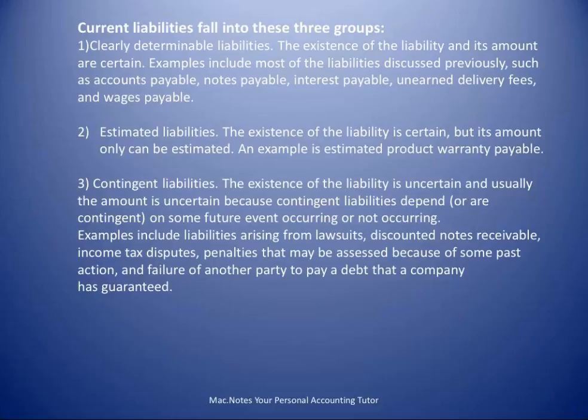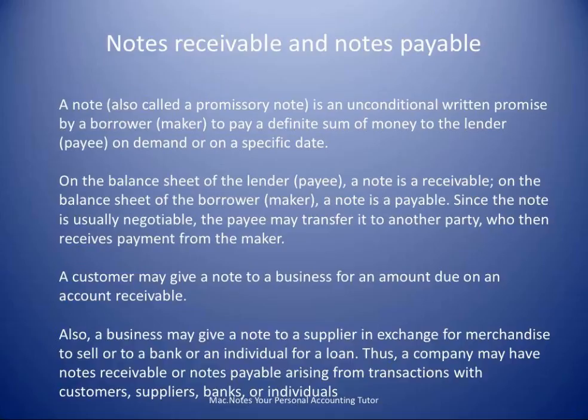The third type is contingent liabilities. This means we're uncertain. This could be a pending lawsuit or something like that, that if we lost would impinge on our assets. So therefore, it is a liability. Finally, notes. Notes receivable and notes payable.